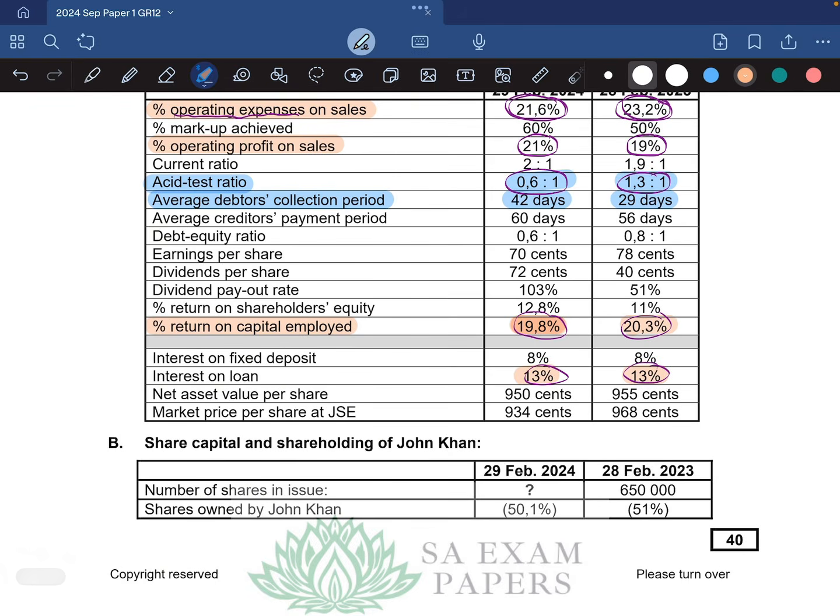Our earnings per share, when we look at it, we can determine that there was 70 cents, and here there was 78 cents in 2023. And then our dividend payout rate was 103% in 2024. That's a bit aggressive. We've been paying so much of the profits to the shareholders in 2024, and then in 2023, we're only paying out 51% of those earnings. Here we're just given the dividend payout rate. We can actually just use that.